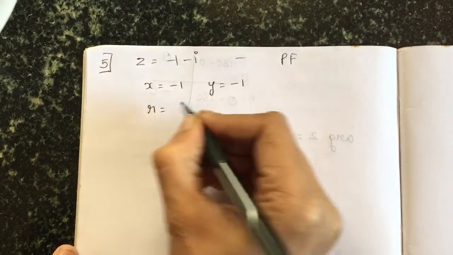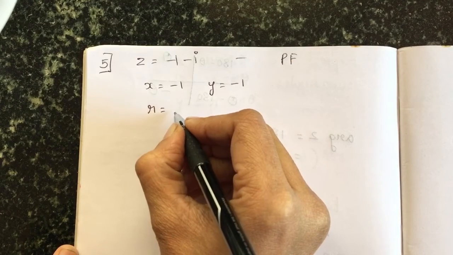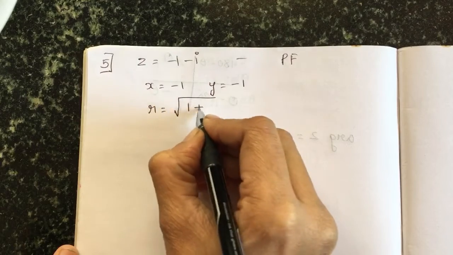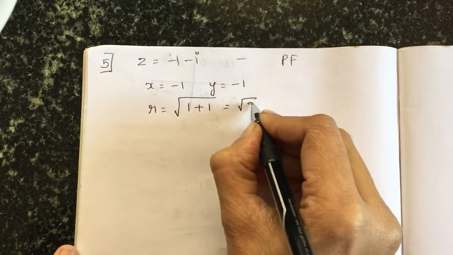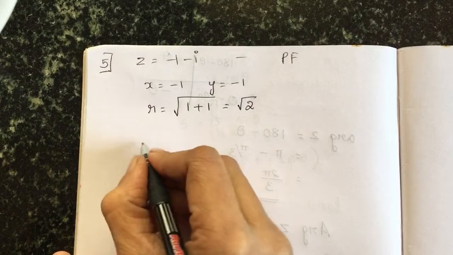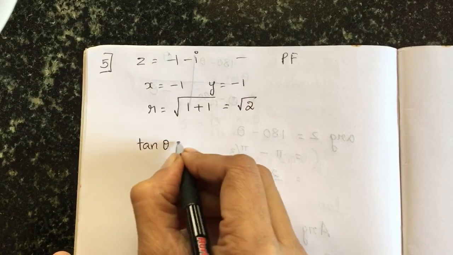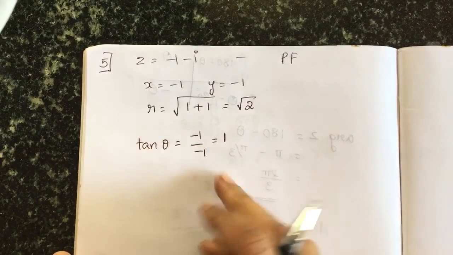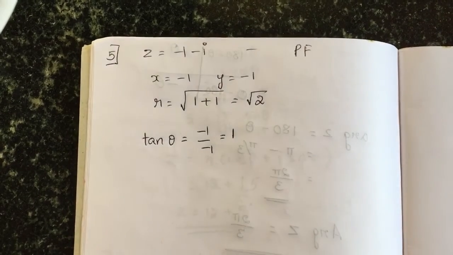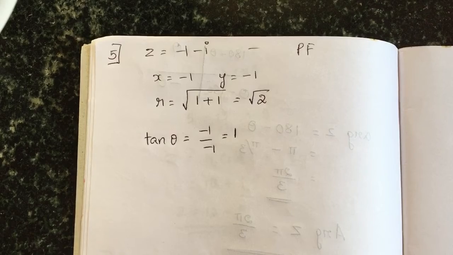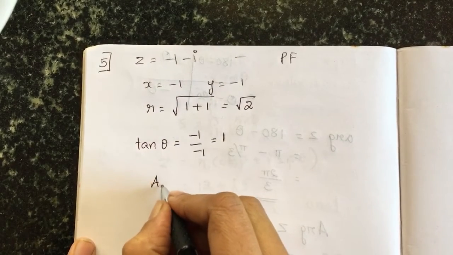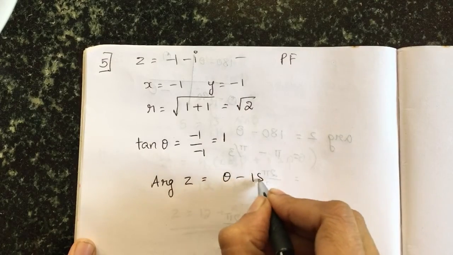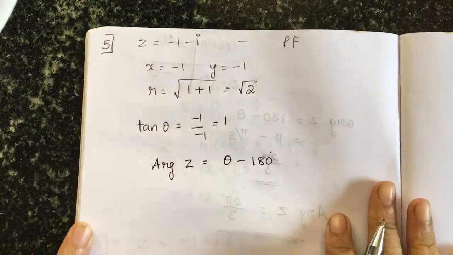What is r? That is the modulus of z, which is nothing but root of x square plus y square. So minus 1 square is 1, minus 1 square is 1, so it's root 2. Now tan theta equal to y by x, which is 1. Both are negative, x is negative and y is negative, so the argument of z we are writing is nothing but theta minus 180 or theta minus pi.